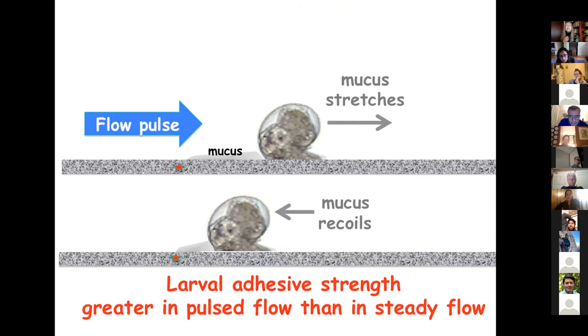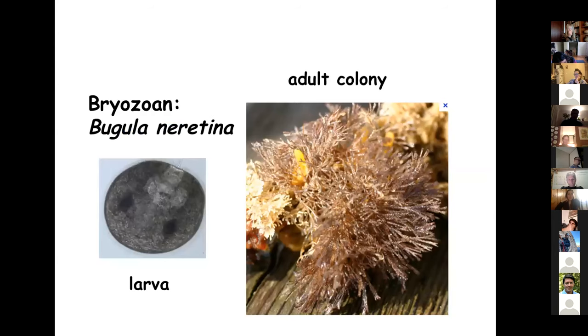This is an example of why it's important to get the temporal scale as well as the spatial scale of the flow just right. Let's think of another example and the kinds of things we can learn.